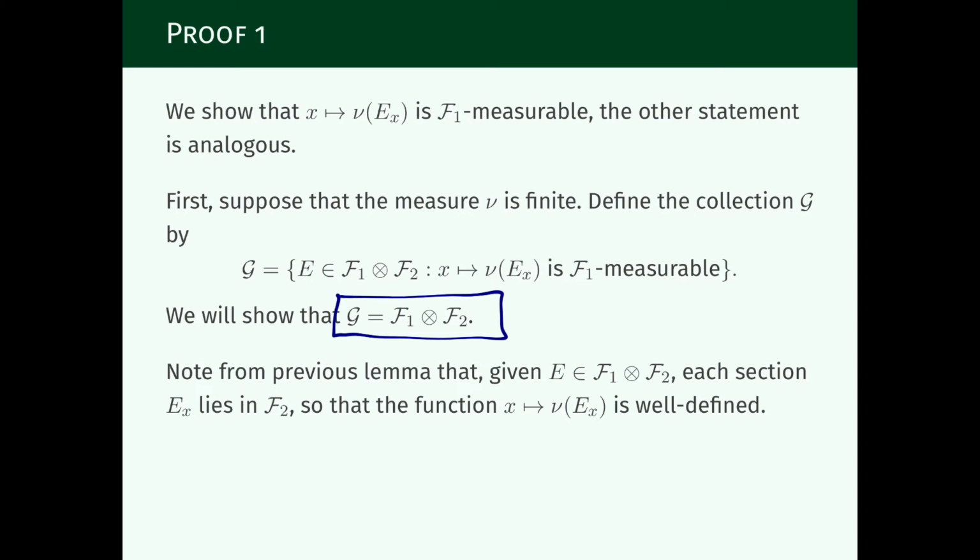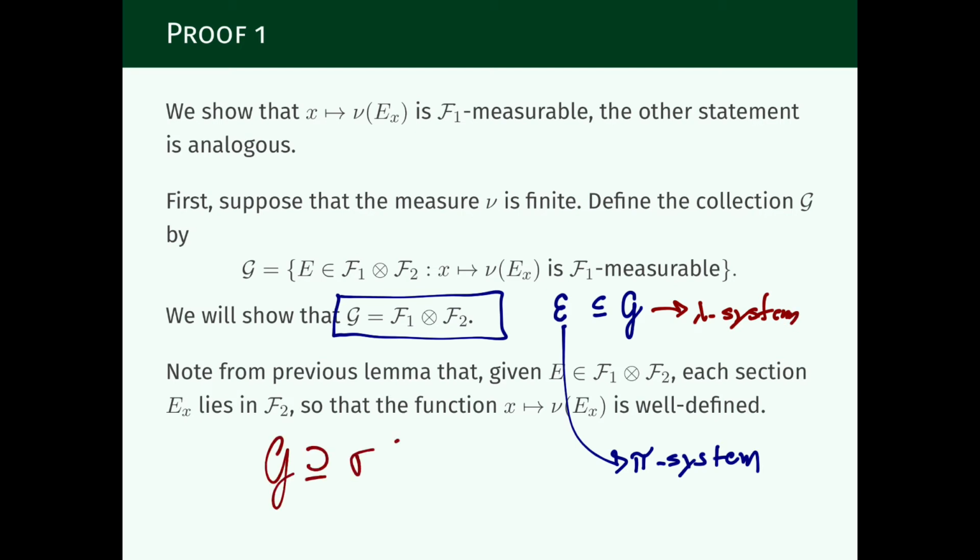And how do we show that G equals a certain sigma algebra? Well, one canonical way is to consider a family E of sets, which is a subset. Show that this family is inside G. Show that E is a pi system. Show that G is a lambda system. And this will imply that G, in fact, contains the sigma algebra generated by E. This is the pi-lambda theorem.